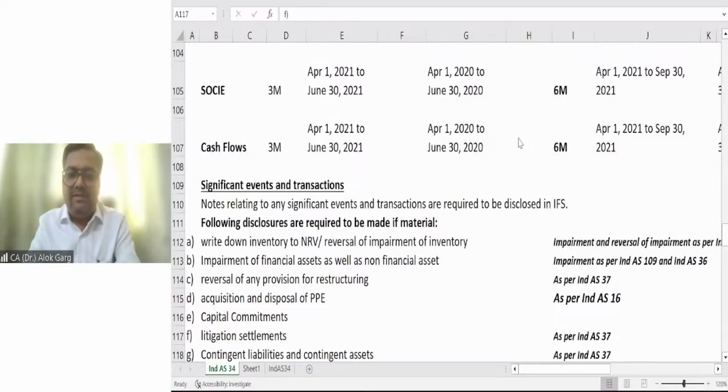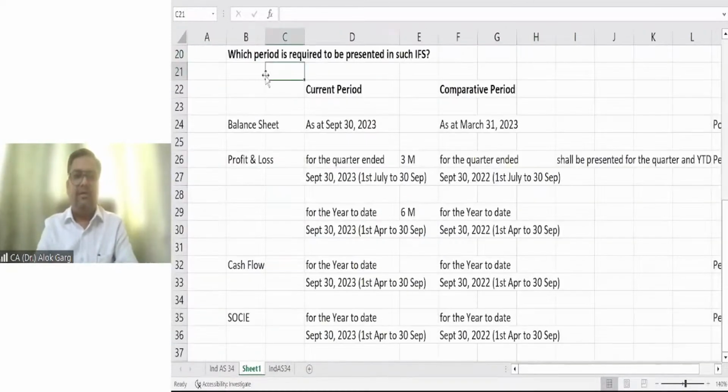Sir, please show once the 9 months chart. Okay, let me show you. So instead of showing the 9 months chart, let's prepare quickly. The 9 months also cover here.